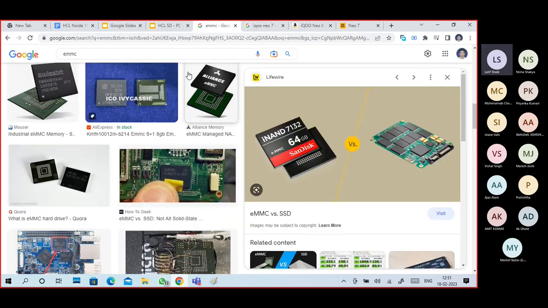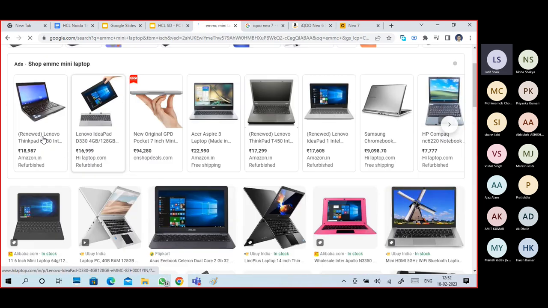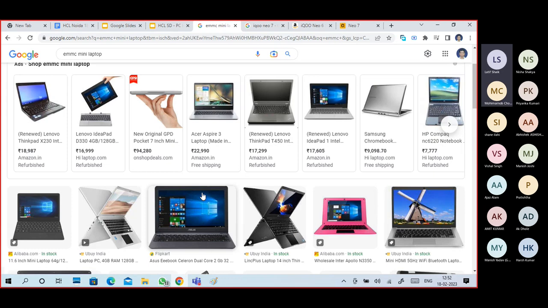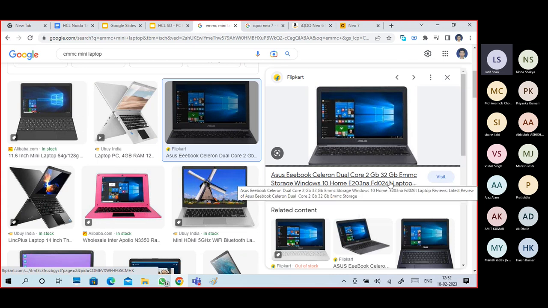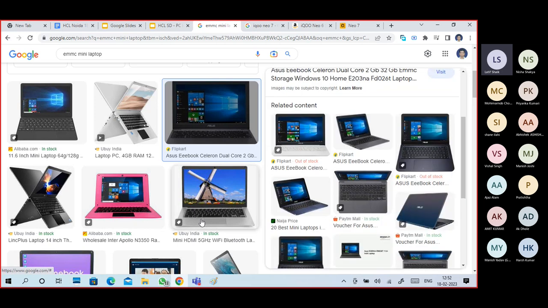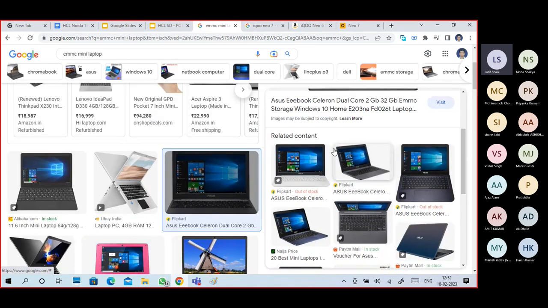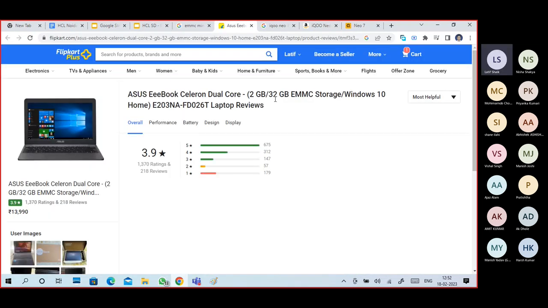Not only this one, guys, mini laptops. Earlier days we had mini laptops, and now also we have the mini laptop concept. These laptops are around 15 to 20,000. They come with 32 GB eMMC memory, or 64 GB. In recent laptops we are getting 64 GB eMMC memory inside. Maybe it is a little older, it's showing 2 GB RAM, 32 GB eMMC. Just if you want a laptop, that's it.